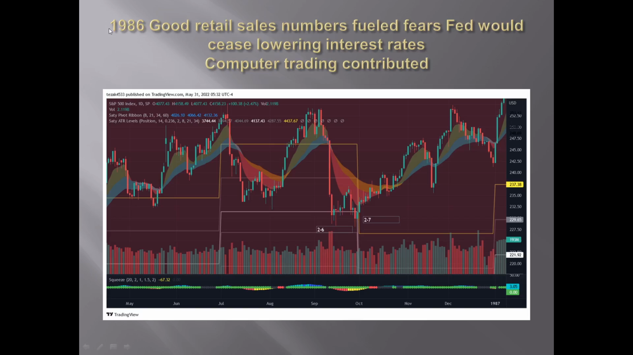Alright, so here we are in 1986. People are still worried about inflation. They got some good retail sales numbers, so they thought, oh no, the Fed's going to stop lowering interest rates because the economy's being good again. It's pretty funny because that's what just happened on a jobs report we got. And then computer trading, right? This was a new thing. It contributed to this whole loss. So basically, now we have circuit breakers to stop this from happening.